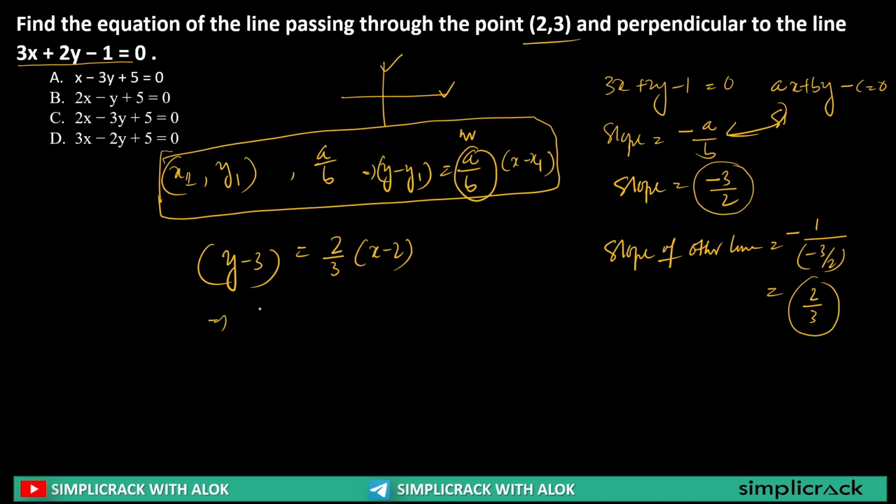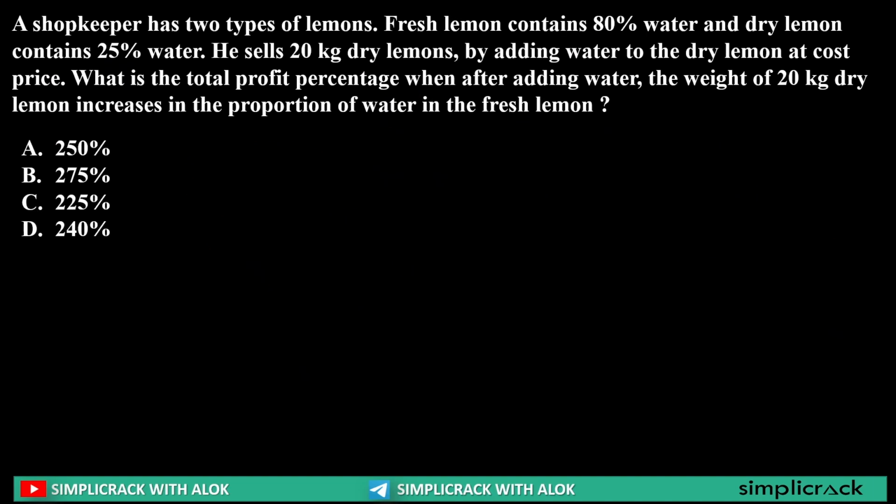So if I solve it, it will be 3y minus 9 is equal to 2x minus 4. So 2x minus 3y plus 5 is equal to 0. 2x minus 3y plus 5 is equal to 0, C is the answer. Clear? Yes sir. Next question.